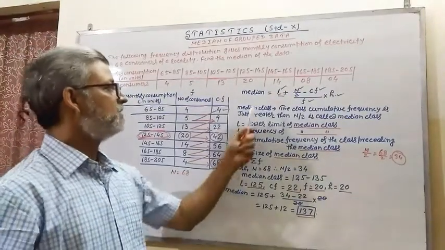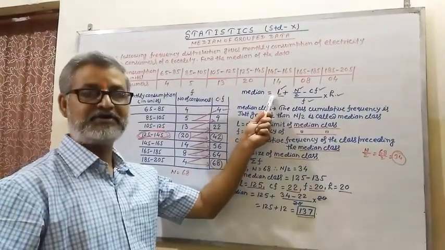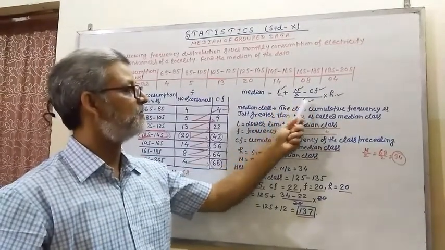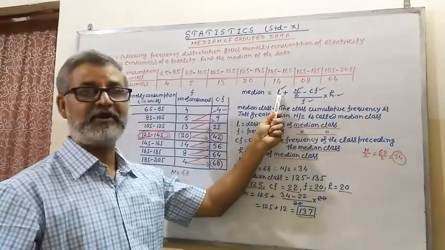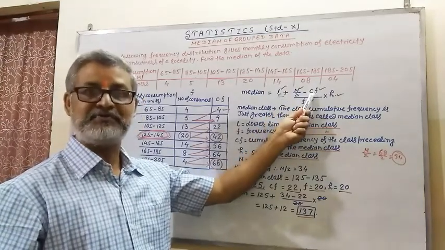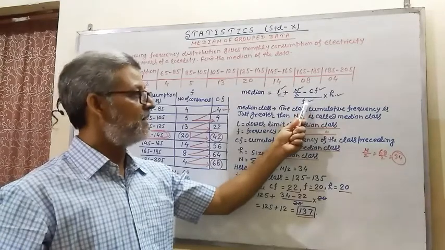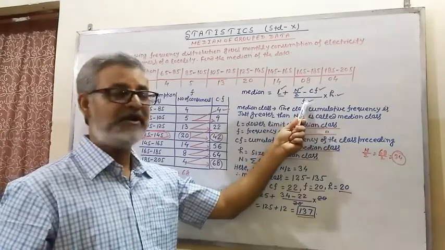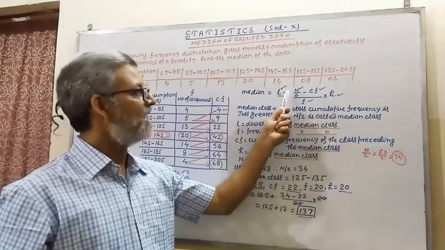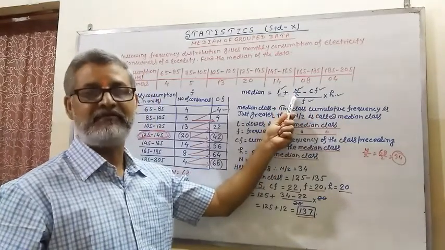The main thing is the median class, you understand, and this symbol value. What is the meaning of this symbol? L means lower limit of median class. CF means cumulative frequency just preceding the median class. F means frequency of the median class. H means size of the median class. N by 2, that is sigma F by 2.